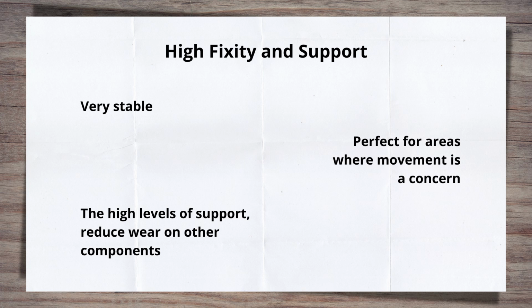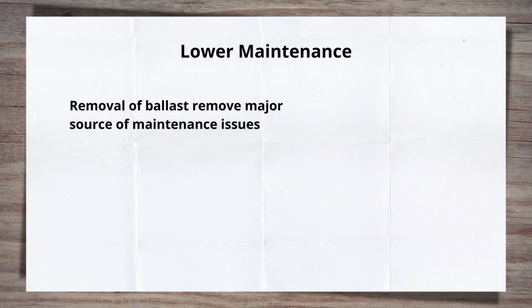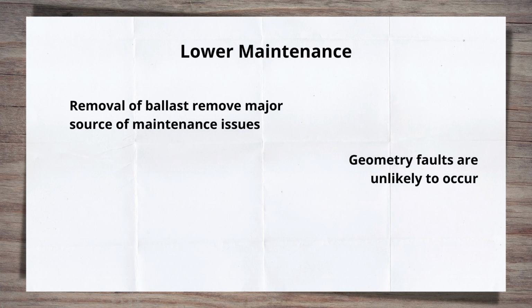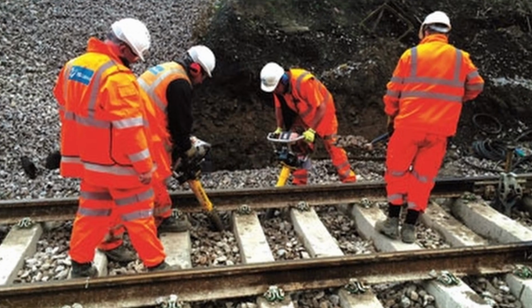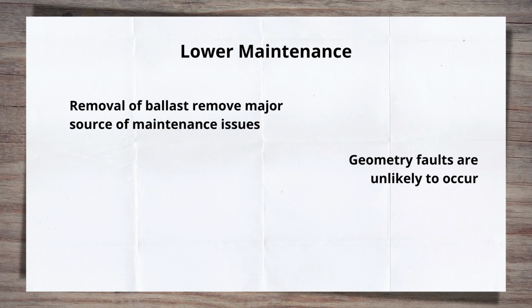Lower maintenance. With ballast being replaced by the concrete, a major source of maintenance issues is removed. If the initial construction is completed successfully and the maintenance of pads and fastenings is carried out, twist, top and alignment faults will not be present or occur. Corrections of these faults is a common and time-consuming occurrence in ballasted track. The focus of maintenance teams is therefore solely on the rails, fastenings and other components.